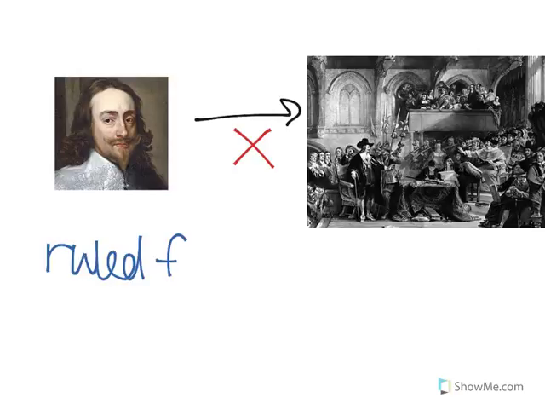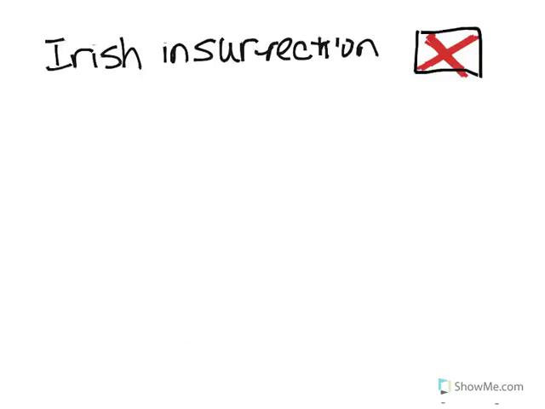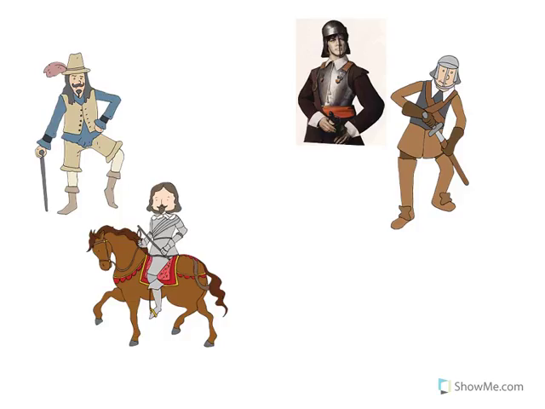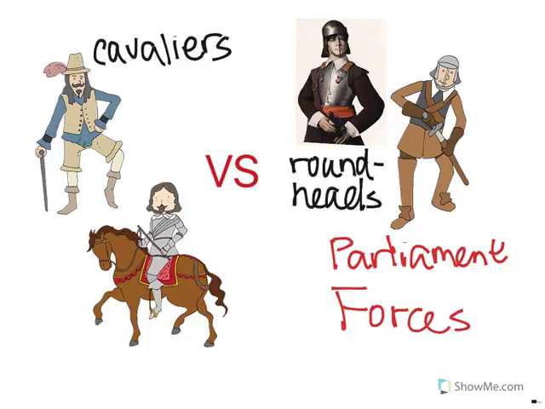Charles I dissolved Parliament and ruled England without it for almost a decade, but an Irish insurrection sparked conflict between Charles I and Parliament, and it also resulted in the English Civil War. Charles' supporters, known as the Cavaliers, were against the Parliament's forces, the Roundheads. The Roundheads were a group of Puritan landowners and merchants.